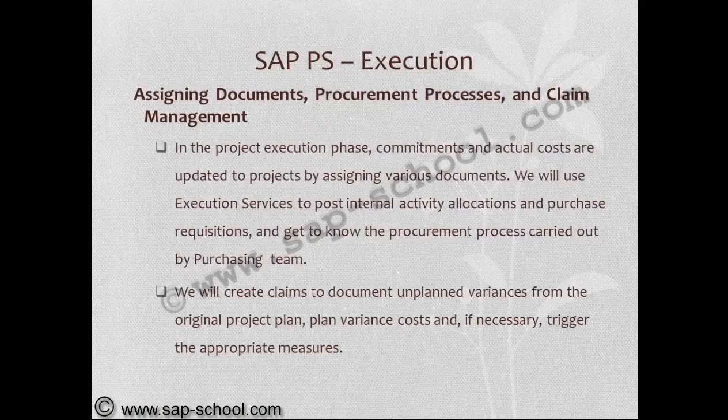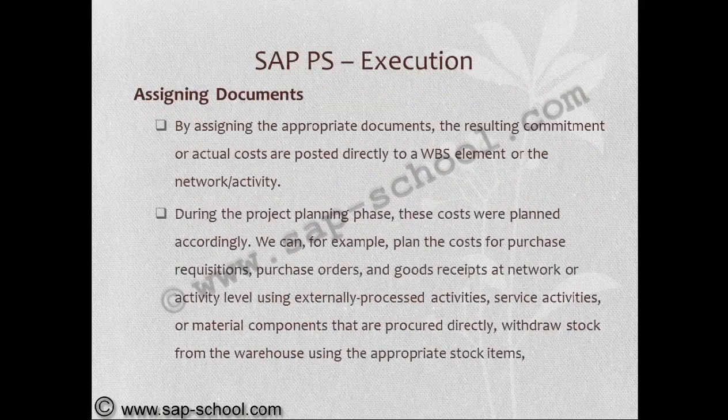Assigning documents, procurement processes, and claim management. In the project execution phase, commitments and actual costs are updated to projects by assigning various documents. We will use execution services to post internal activity allocations and purchase requisitions and get to know the procurement process carried out by the purchasing team. We will create claims to document unplanned variances from the original project plan, plan variance, costs, and if necessary, trigger the appropriate measures.